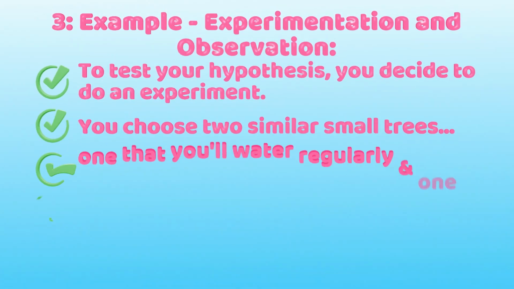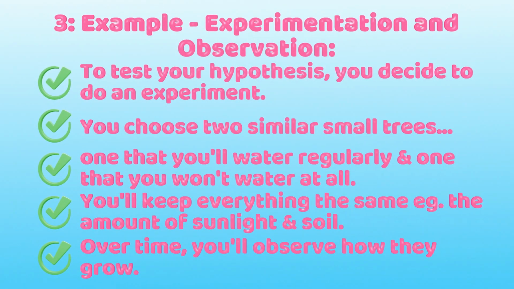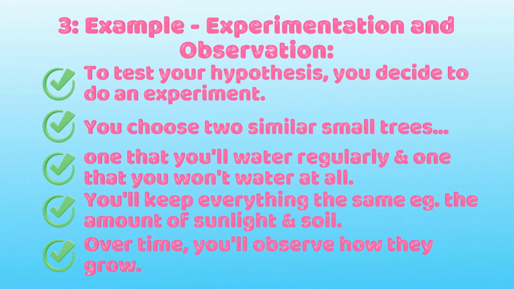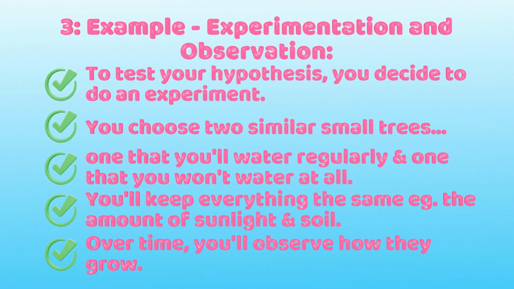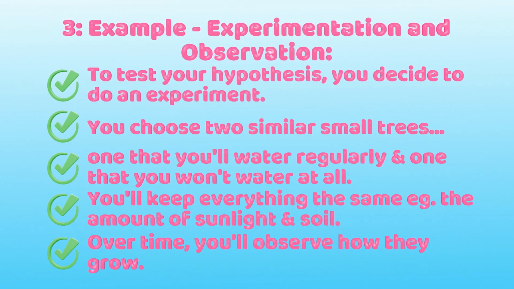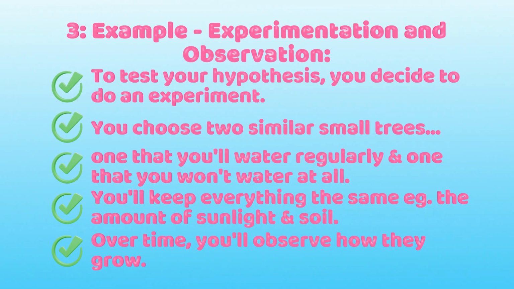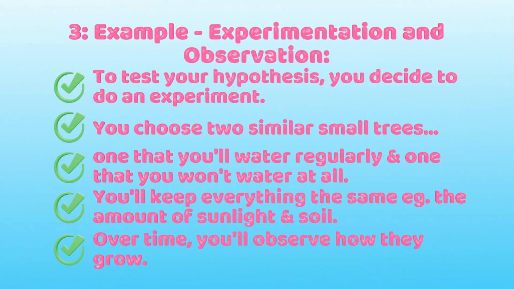For instance, to test your hypothesis, you decide to do an experiment. You choose two similar small trees, one that you will water regularly and one that you will not water at all. You keep everything else the same, for example, the amount of sunlight and soil. Over time you will observe how they grow.